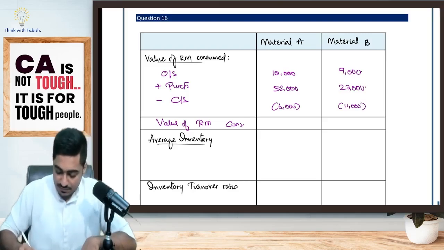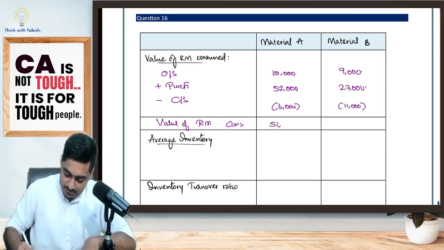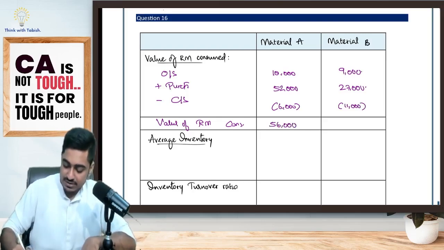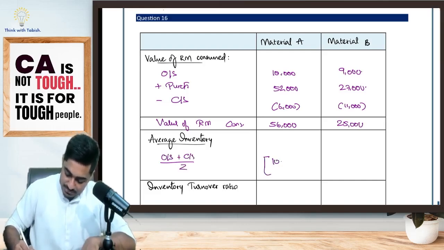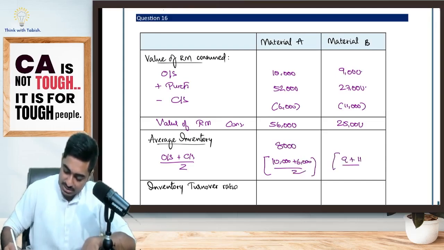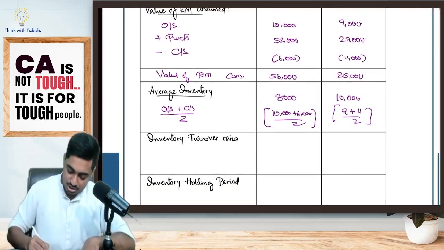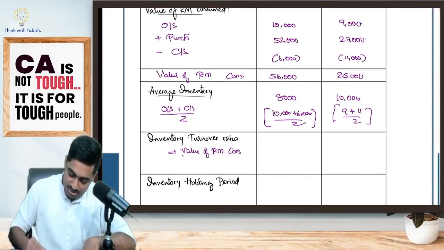That means how much is used? 52 plus 10, 62 minus 6 is 56,000. Yes, 27 plus 9, 36 minus 11 is 25,000. Divided by average inventory. It is opening stock plus closing stock divided by 2. Here opening is 10,000 plus 6,000 divided by 2. 10 plus 6, 16, that means 8,000. Here it is 9,000 plus 11,000 divided by 2. 20 divided by 2 is 10,000. That means material turnover ratio: the formula is value of raw material consumed divided by average stock.